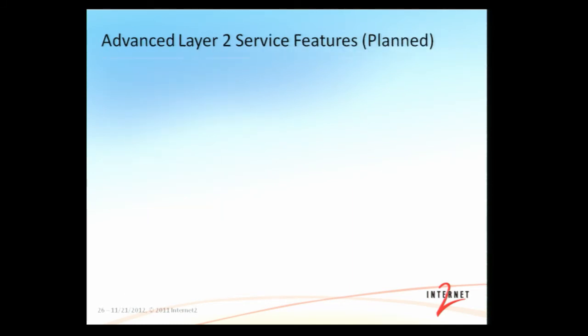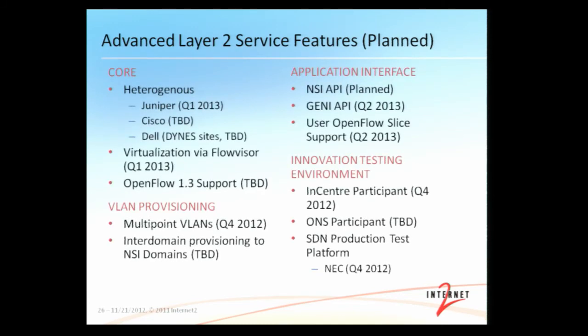So what's coming is Juniper and Cisco. We're also rolling it out on Dell through our Dyn sites. We'll be adding virtualization via FlowVisor support. We'll be moving to OpenFlow 1.3 as it becomes available. We have multi-point VLANs. We'll be adding the NSI provisioning.